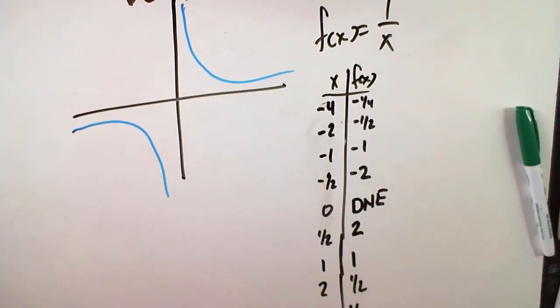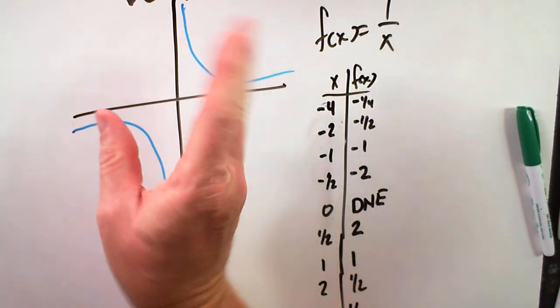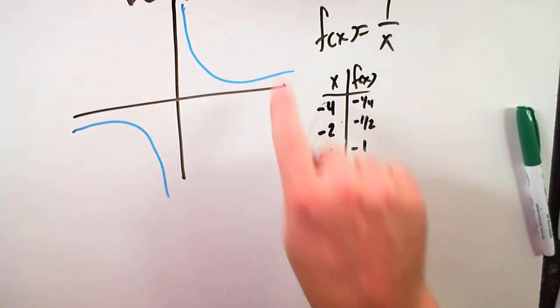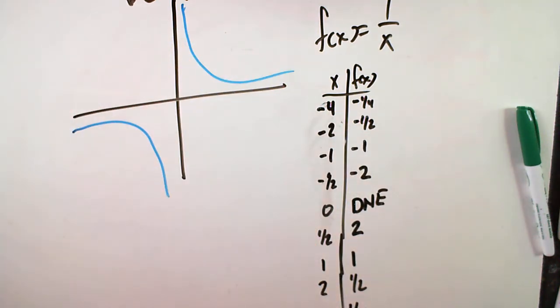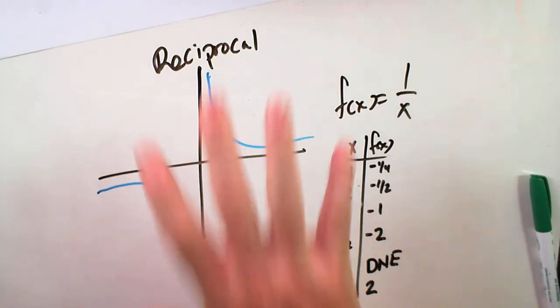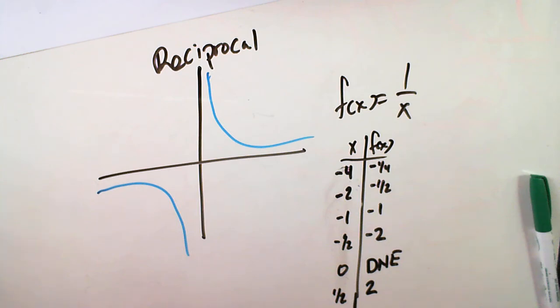But for right now, what we notice, at 0 it does not exist. It does still have the 1, 1 point, and it's still generally centered around that 0 point, even though the 0, 0 point is not there. So that's really all you need to know about reciprocals. Be able to recognize the shape.